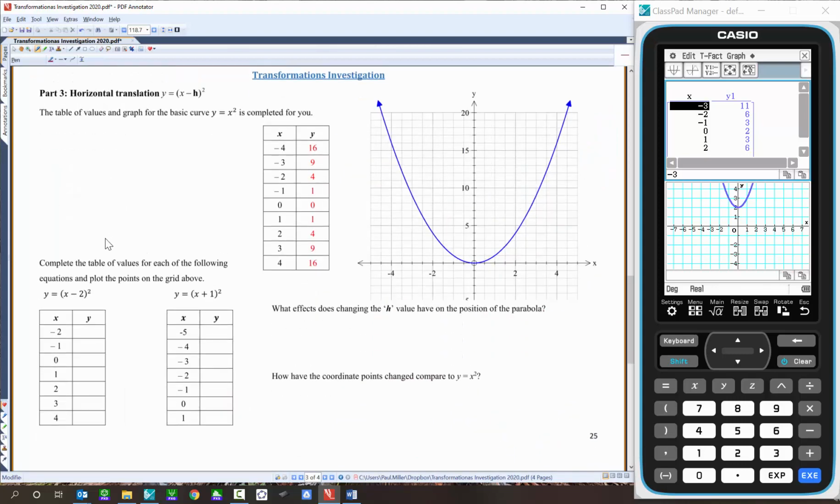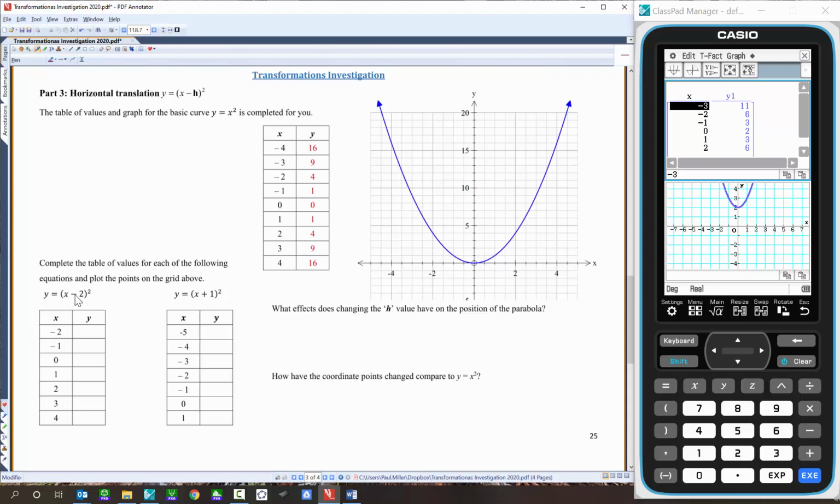All right, this one here is the counterintuitive one, and it's going to take a little bit of practice to get used to what we're about to do. Okay, so we've got a horizontal translation. Okay, so complete the table of values for each of the following. We've got the y equals x squared drawn here, and what we want to do is graph this one here, which is y equals x take 2 all squared.